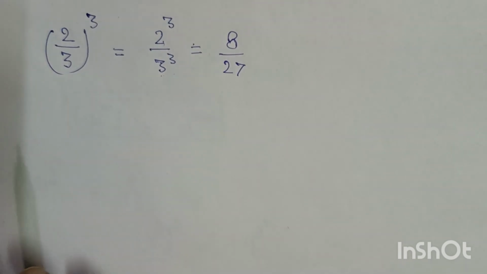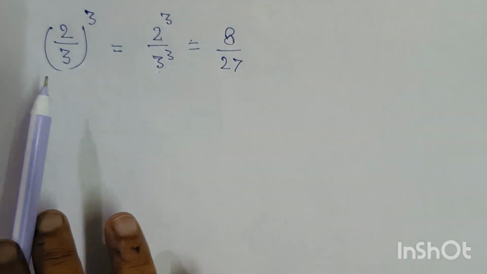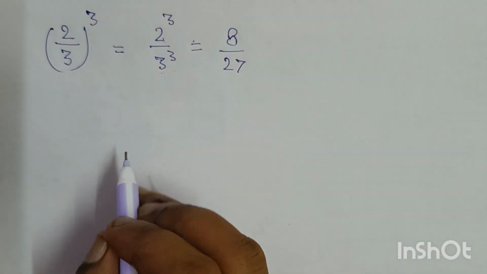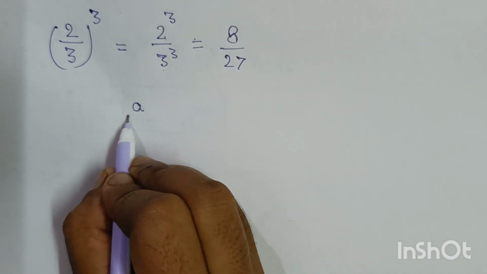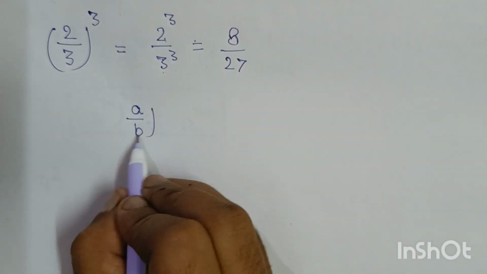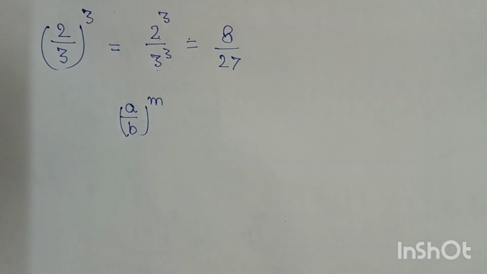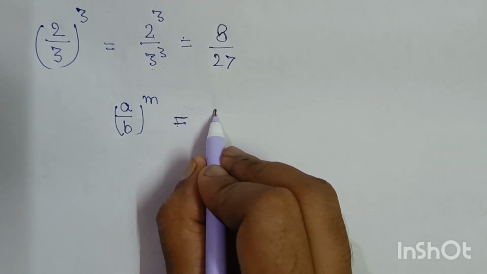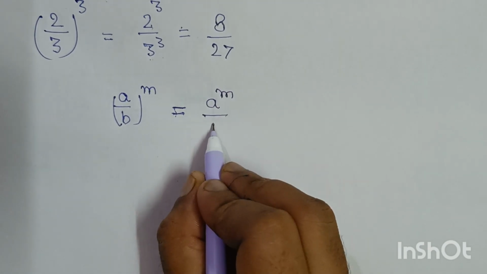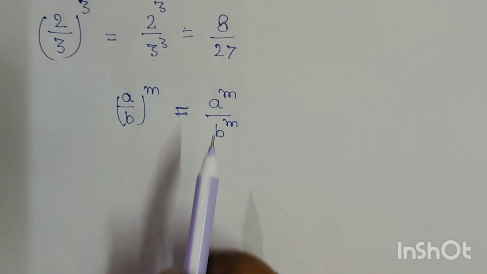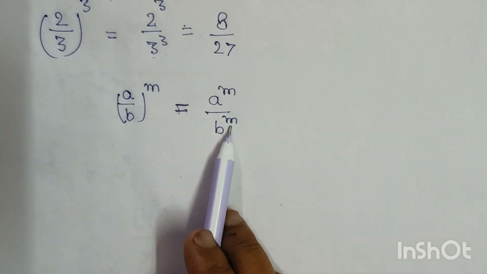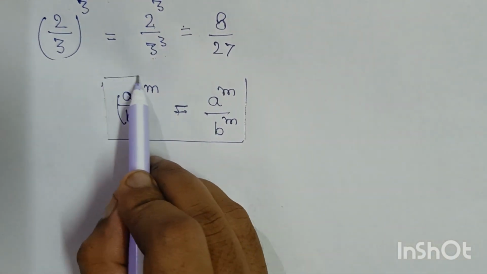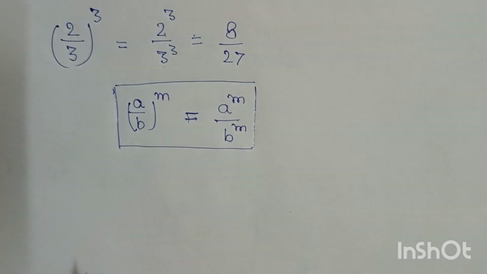So whenever we have this kind of expression, where the whole quotient has the exponent, we can generate a law of exponent. In general, the quotient will be written as a upon b and the exponent will be written as m. So a upon b raised to the power m, we will write as a raised to the power m upon b raised to the power m. So this exponent will be on the numerator and on the denominator as well. This law of exponent is known as the power of quotient rule.